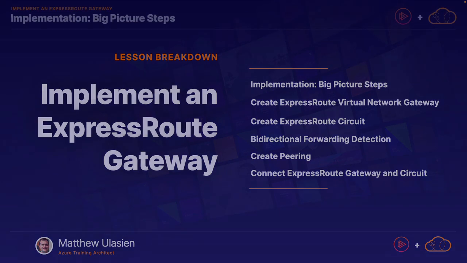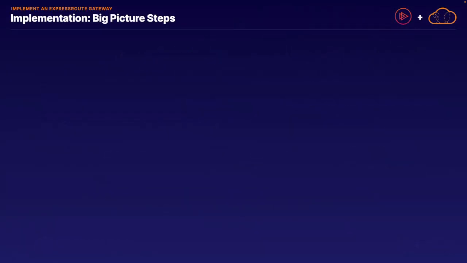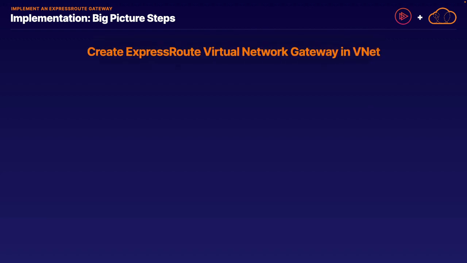So starting off with the big picture overview, there are really 4 big picture steps that we are going to focus on creating our circuit. Step 1 is to create our virtual network gateway, specifically an ExpressRoute virtual network gateway, inside of our virtual network, where we want to connect to ExpressRoute. From there, we will then go ahead and create our actual ExpressRoute circuit. Technically, you can swap the steps of creating your virtual network gateway and the circuit, but for our demonstration, we will start with the network gateway.